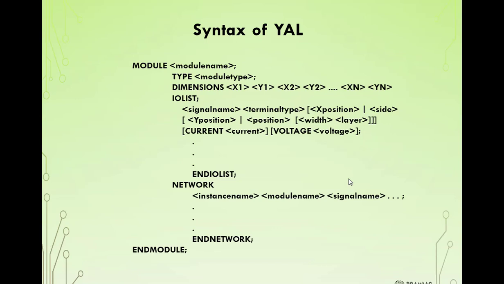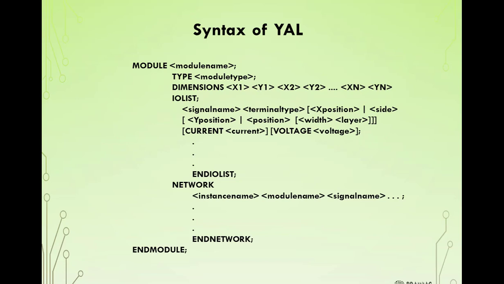Now this is the syntax for the YAL language. Here we define the module. This is a keyword for YAL since it is represented in uppercase letters. In the angular brackets we give the module name, and the next is type, again in uppercase letters, so this is a keyword. In the angular brackets we give the type of the module, which can be journal, pad, parent, etc. In the next statement we describe the dimensions. Again in uppercase, which means it's a keyword for the YAL language, and then we give the x and y dimensions for that particular module.